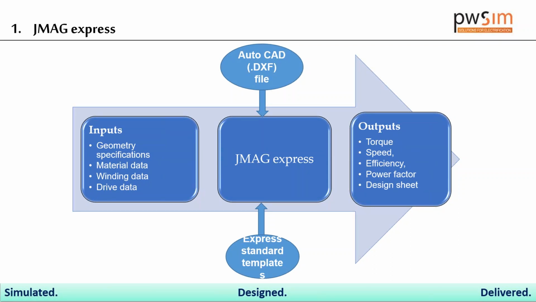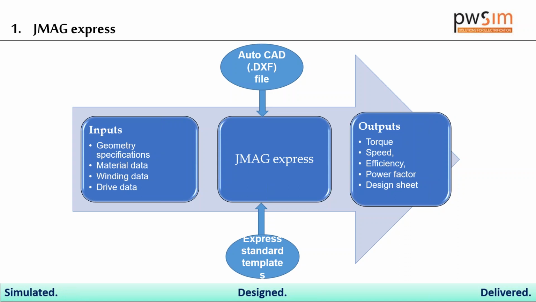In Express, what we do is that Express has a built-in drive for each motor model that you are using. For induction motor, it is separate. For permanent magnet motor, it is separate. For switched reluctance motor, it is separate. If you want to make some changes from the drive point of view, you have to take the model that is run in Express into the Designer. Express is the basic template that you have, and if you do the analysis, you will get the result within a click of a second. These are some of the outputs that we focus on in JMAG Express. We have the torque output, speed output, efficiency, power factor, as well as the design side.